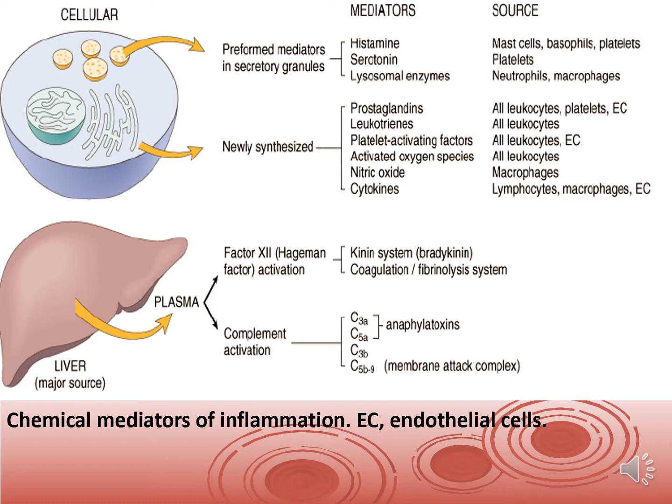Few more words about chemical mediators of inflammation. You see here cellular mediators, preformed mediators in secretory granules like histamine, serotonin, lysosomal enzymes. They're released by mast cells, basophils, platelets, neutrophils, macrophages. So serotonin, platelets, lysosomal enzymes, neutrophils, and macrophages.